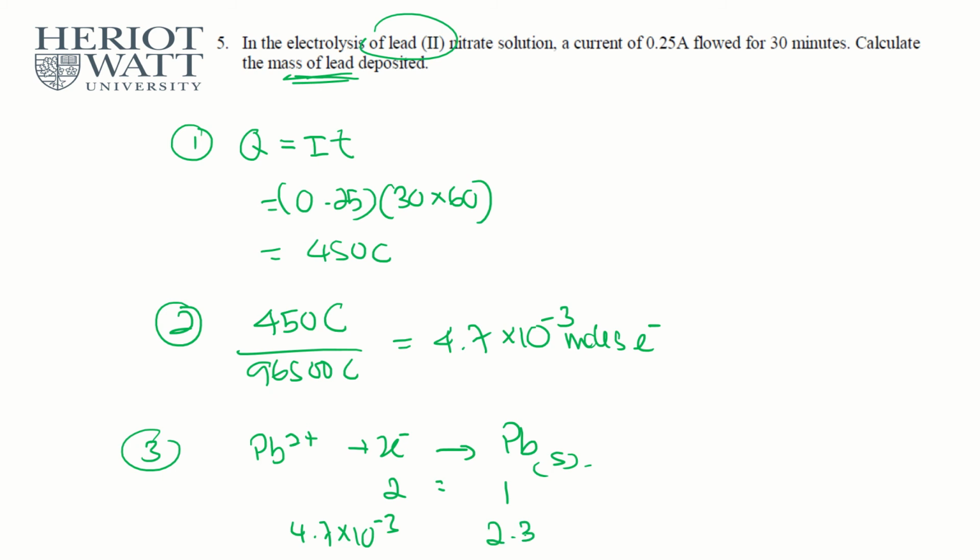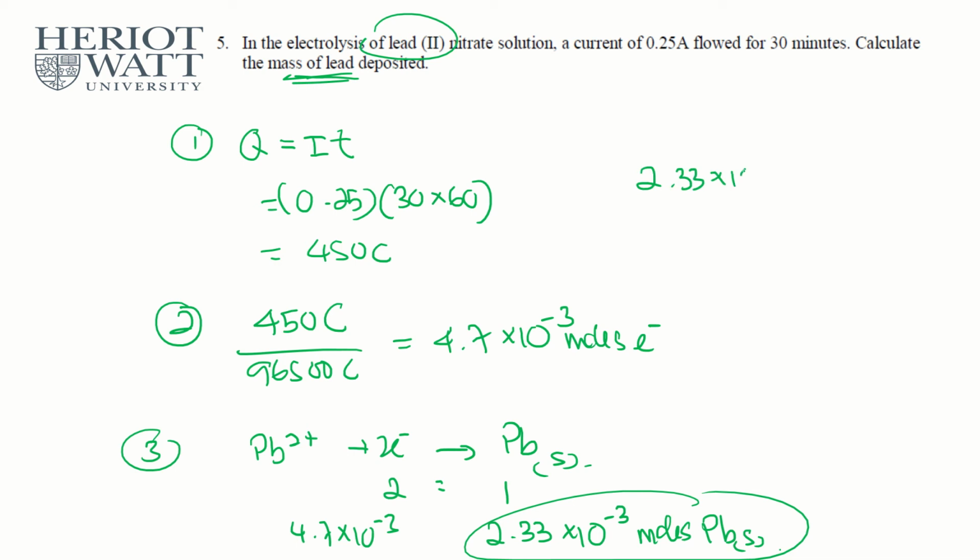Then you will get 2.33 times 10 to the power of negative 3. That's the moles of Pb formed. Okay? And that's not the answer, of course. You have the mole, so 2.33 times 10 to the power negative 3 multiplied by the molar mass of lead.